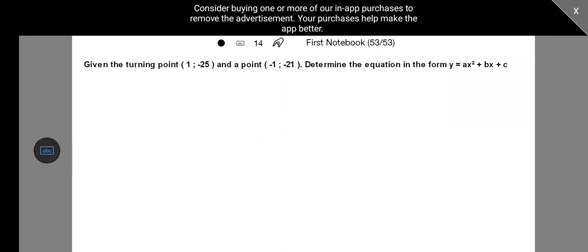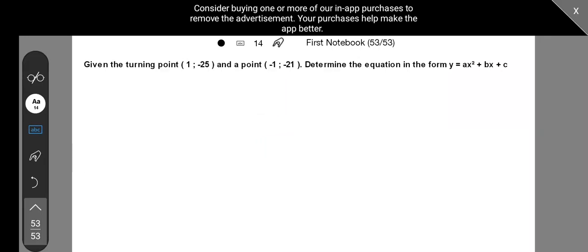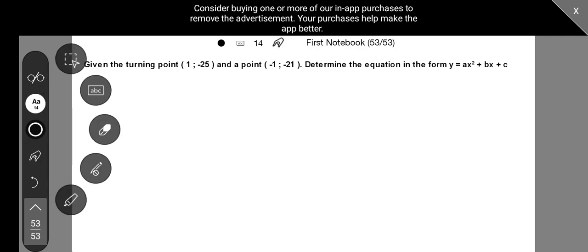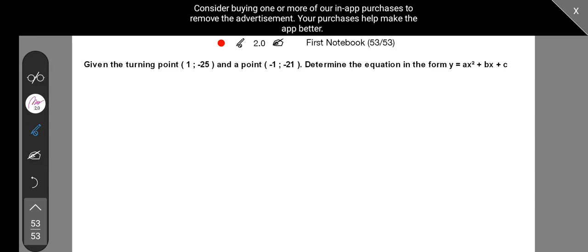In this lesson, we'll be determining an equation of a parabolic or a quadratic function. This time we are given a turning point and a point. They want an equation in the form y is equal to ax squared plus bx plus c. It's a condition which an examiner has given you, and you must make sure you write it in that form.